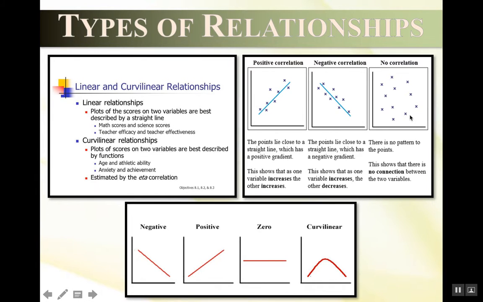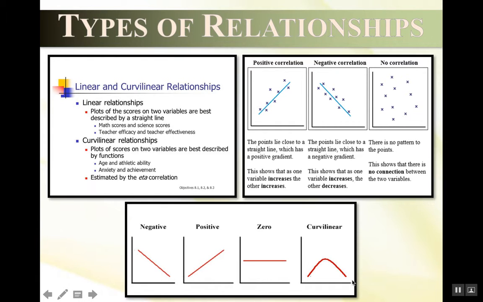And then there's also no correlation. And no correlation is when there's no connection between the two. The plots are just random and all over the place, and it just shows that there's not a connection between the two variables. Doesn't mean that none of these mean that the variables cause each other, but there's a connection between them that needs to be looked at a lot more. And then curvilinear would be when it goes up and then it goes down.